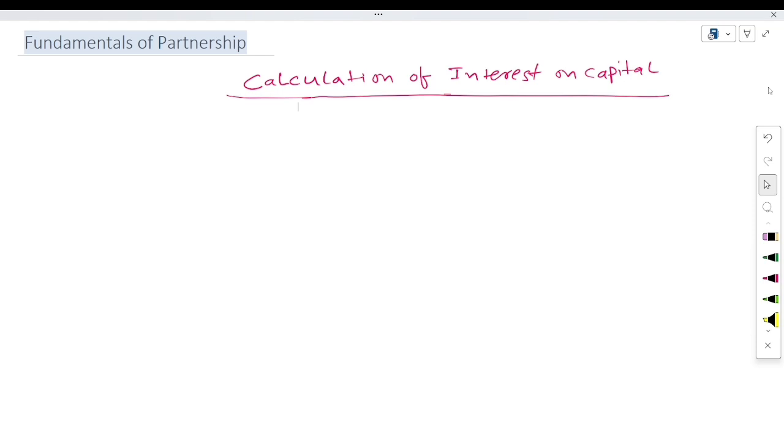Today in this video we are going to learn the calculation of interest on capital. As we have already learned how to prepare the profit and loss appropriation account, in profit and loss appropriation account, what are the things we were using?